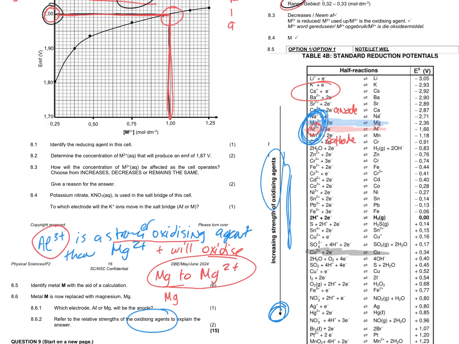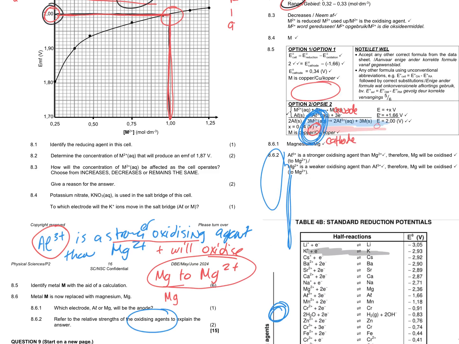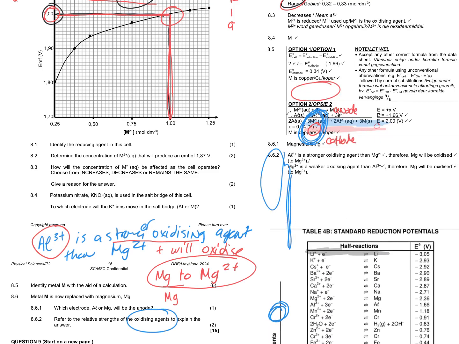And then just look at it in the memo. What do they say there? I just want to do one object. See there, Al3 plus is a stronger oxidizing agent than Mg2 plus, and therefore Mg will be oxidized to Mg2 plus. So that's what you have to write.